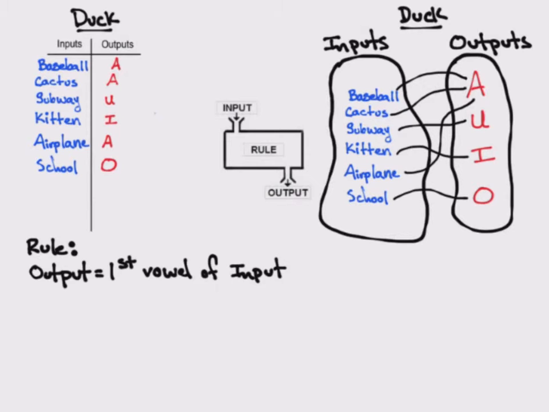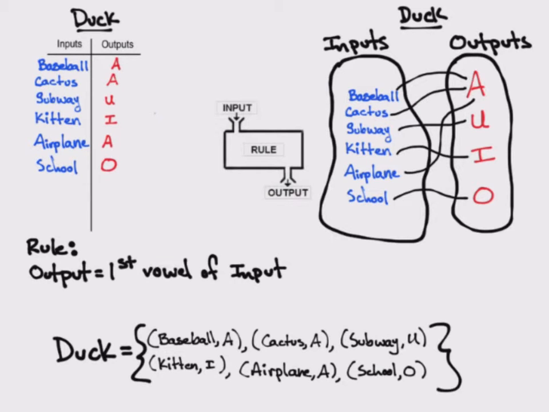Once again, let's have you try to make the ordered pairs. Pause the video, make the ordered pairs, and then unpause the video, and we'll reconvene. All right, so there are our ordered pairs. For our next example, we're actually going to take the relationship duck and just reverse the inputs and the outputs. So our new rule in this case is going to be the output is any word whose first vowel is the input.